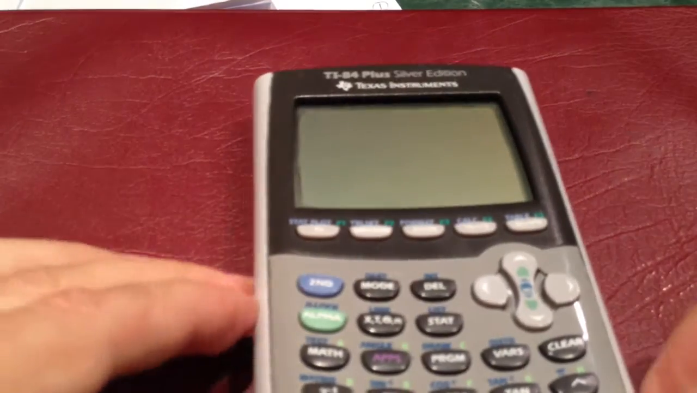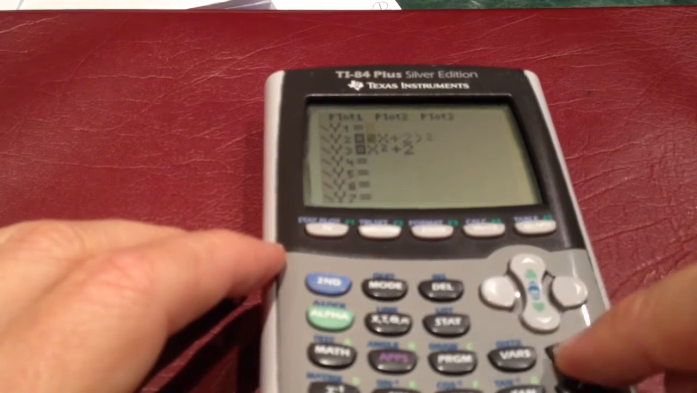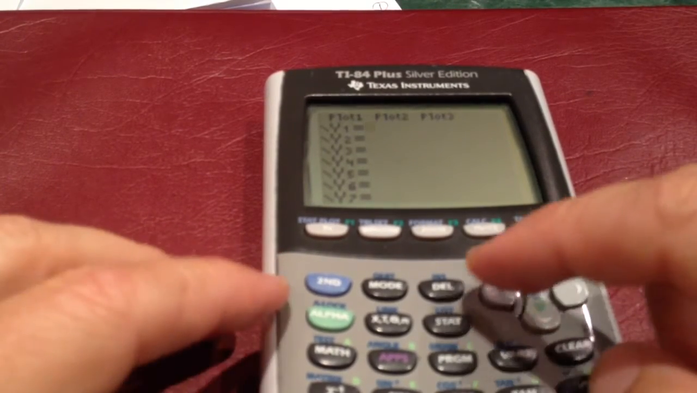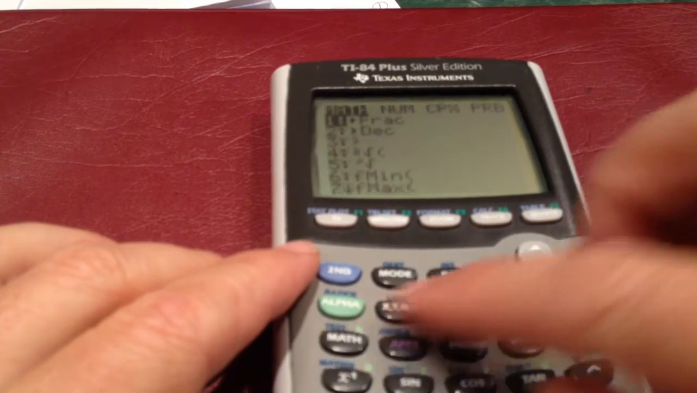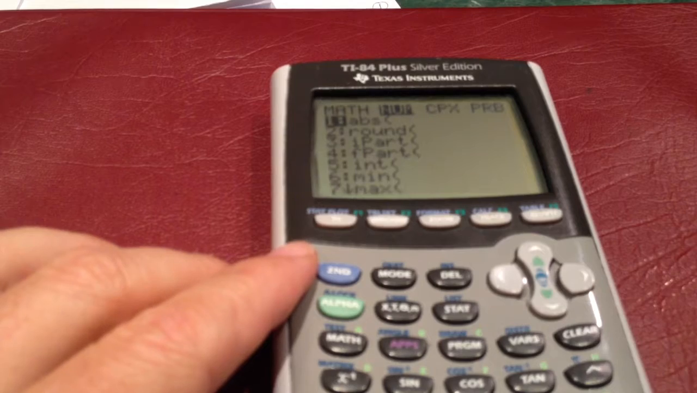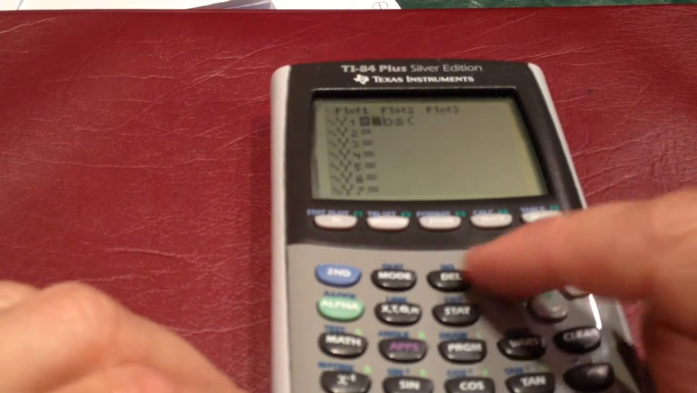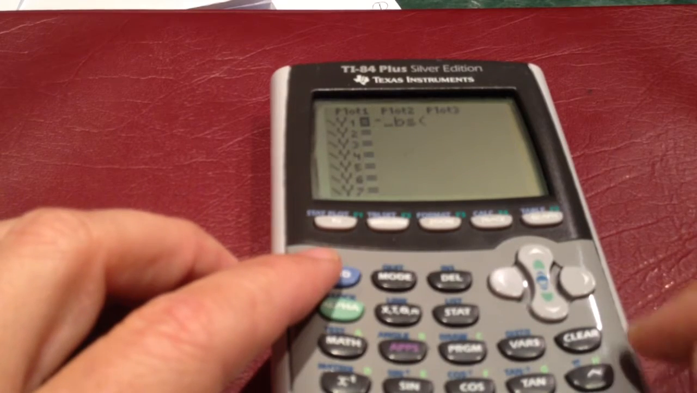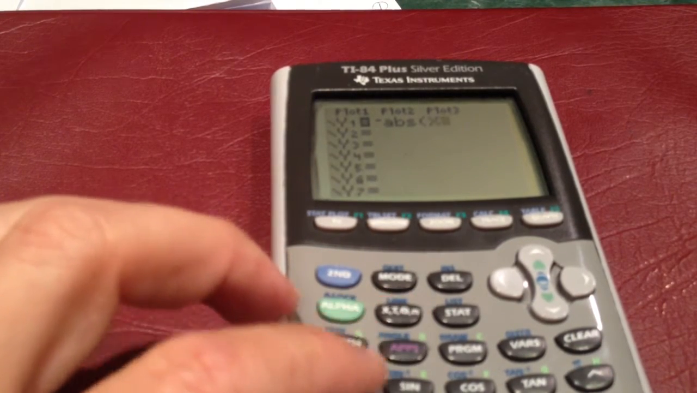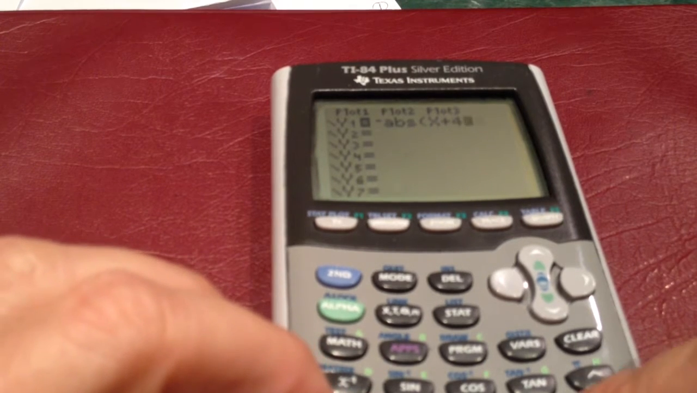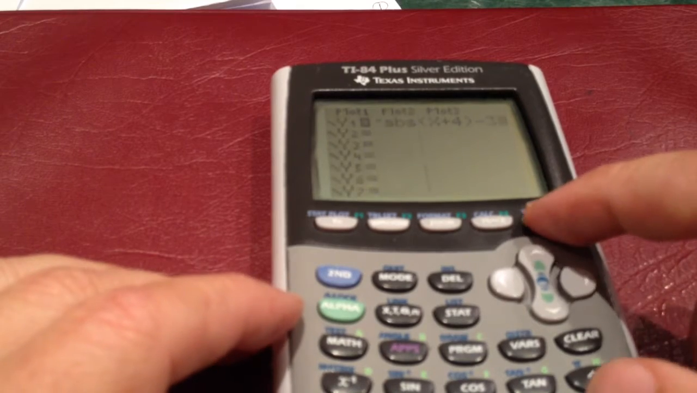Okay, let's go back to y equals. Let's clear all this out. It's a little hard to find. This is under math. We're going to go to number, absolute value. I hit enter, ABS, except I want a negative out front, negative, and we're going to do x plus 4 and minus 3, and I sure hope I got this right.